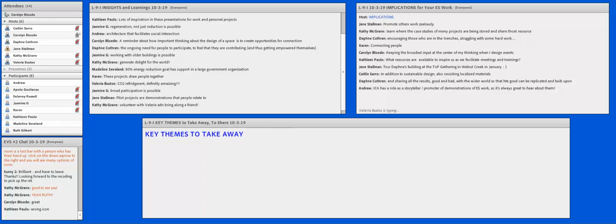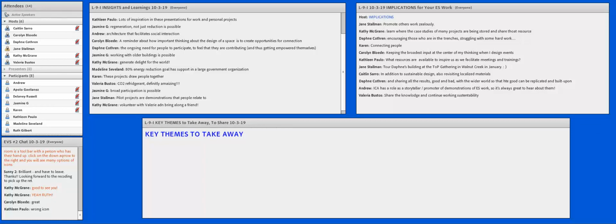CO2 refrigerants, designed for the human scale, is not a new concept, but one that is valuable to revisit and learn even more from. Lots of inspiration in these presentations for work and personal projects. Regeneration, not just reduction, is possible. Architecture that facilitates social interaction. A reminder about how important thinking about the design of a space is to creating opportunities for connection, the ongoing need for people to participate, to feel that they are contributing, and thus getting empowered themselves. Working with older buildings is possible. Generate delight for the world.